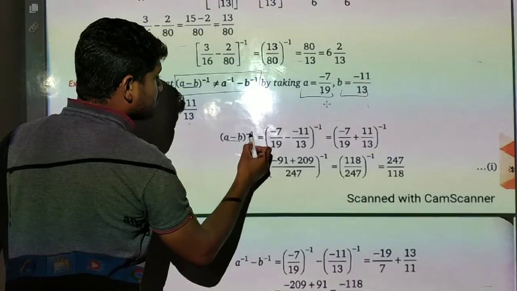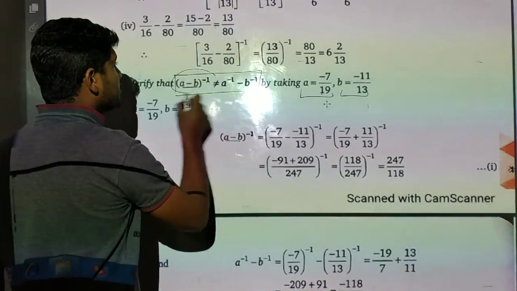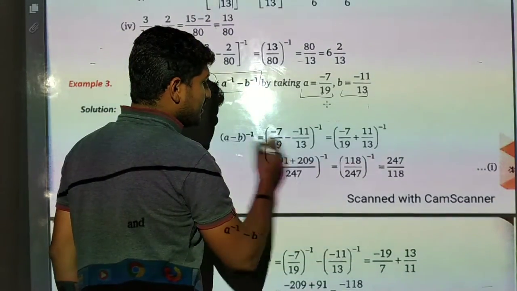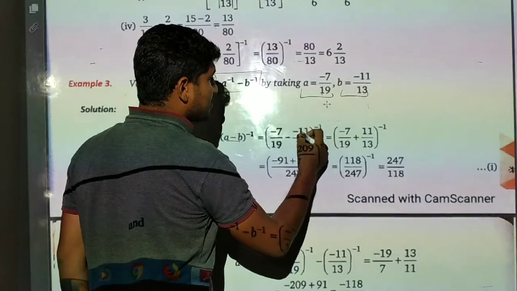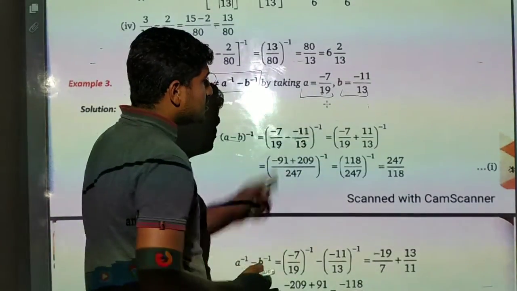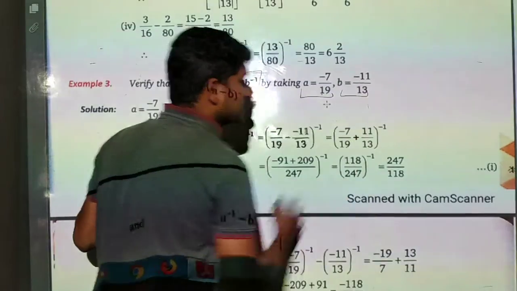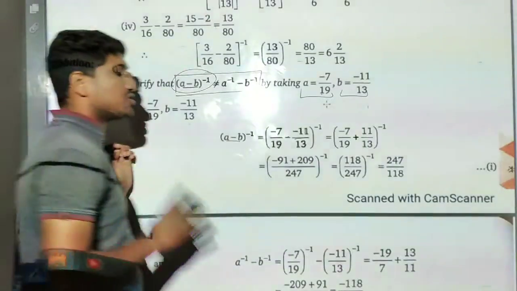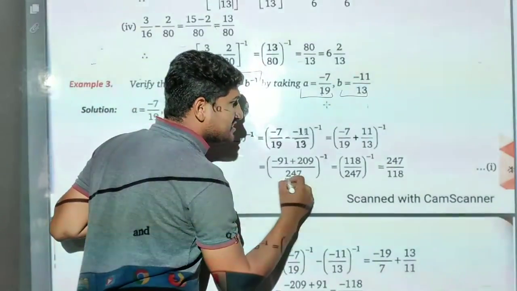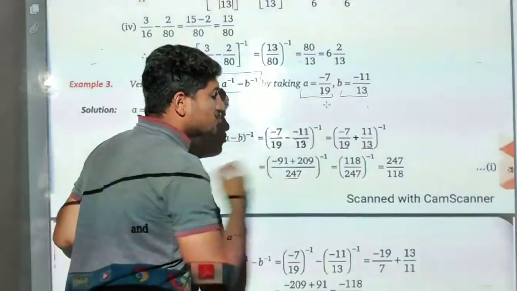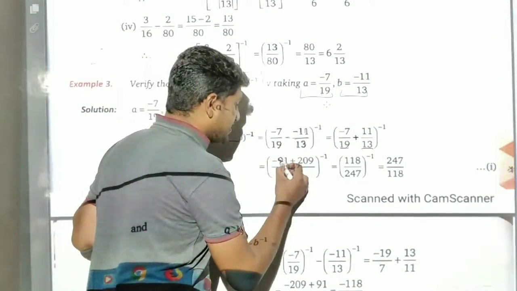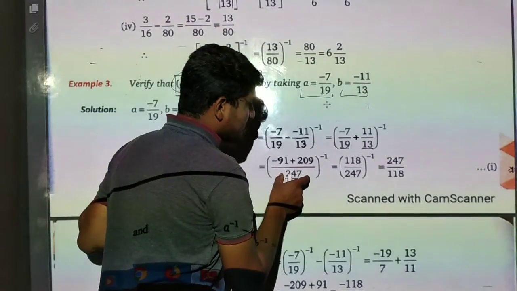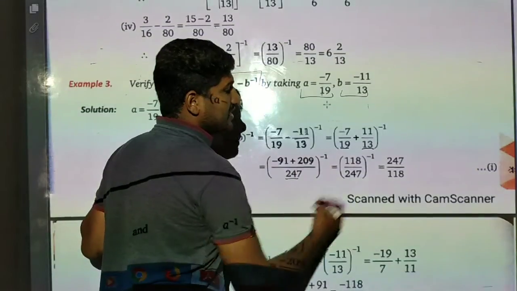So (a minus b) raised to power minus 1, we have to find first of all this. What is a? That is minus 7 by 19, and what is b? Minus 11 by 13. So minus minus becomes plus. Now we will take the LCM of these two rational numbers because the denominators are not the same. LCM of 19 and 13 is 247. So here we will get minus 91 plus 209. So ultimately this rational number is 118 divided by 247.